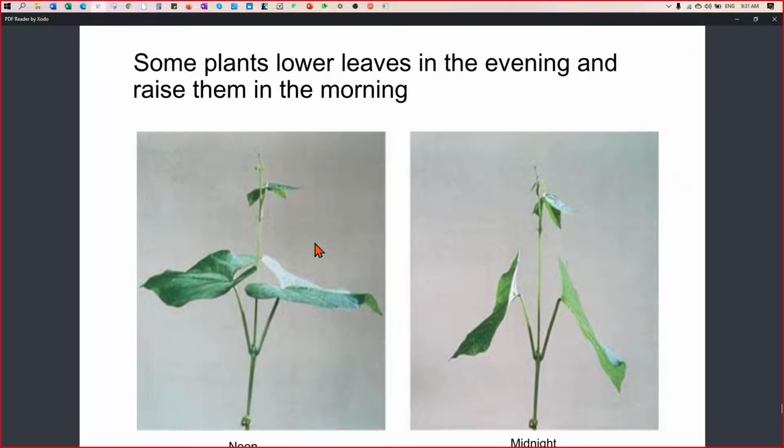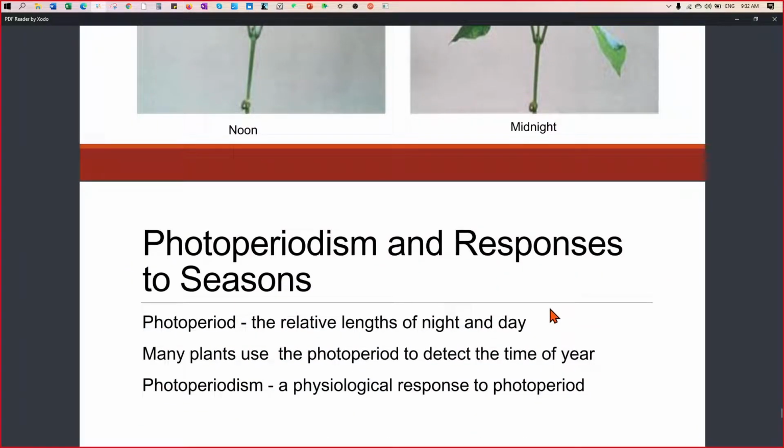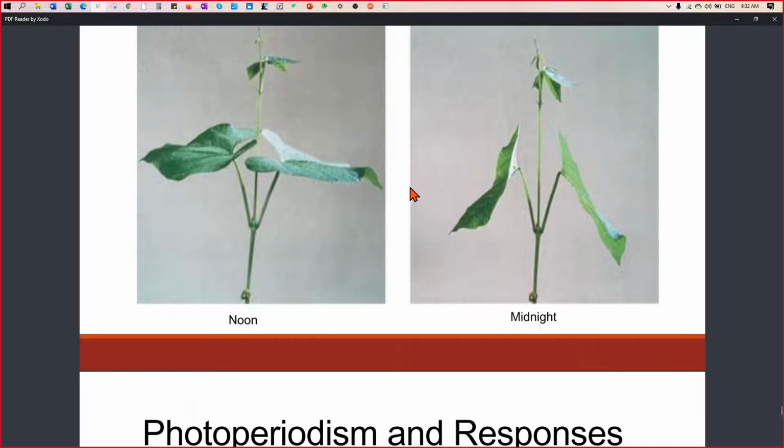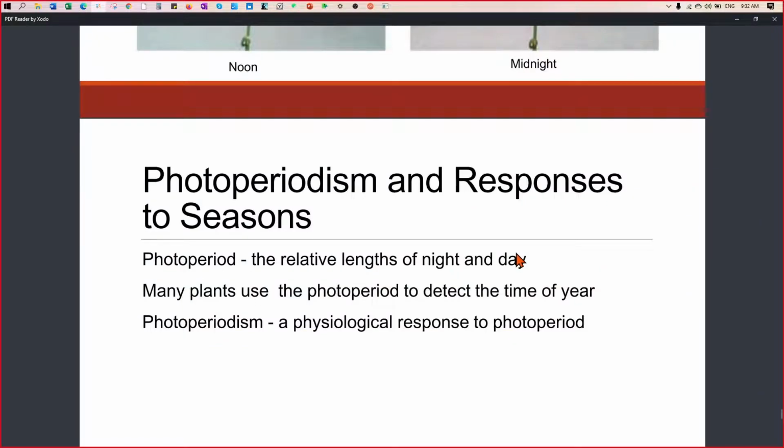Okay, for example, some plants lower the leaves in the evening and raise them in the morning. Why is this important? During the day, they need to intercept radiation, the sunlight, as much as possible so that they can do photosynthesis maximally. During the evening, there is no need to do so. So they sense this by these ratios of active and inactive phytochromes. Okay, so this photoperiod is also important, not only for the positioning of the leaf, but also for the flowering.